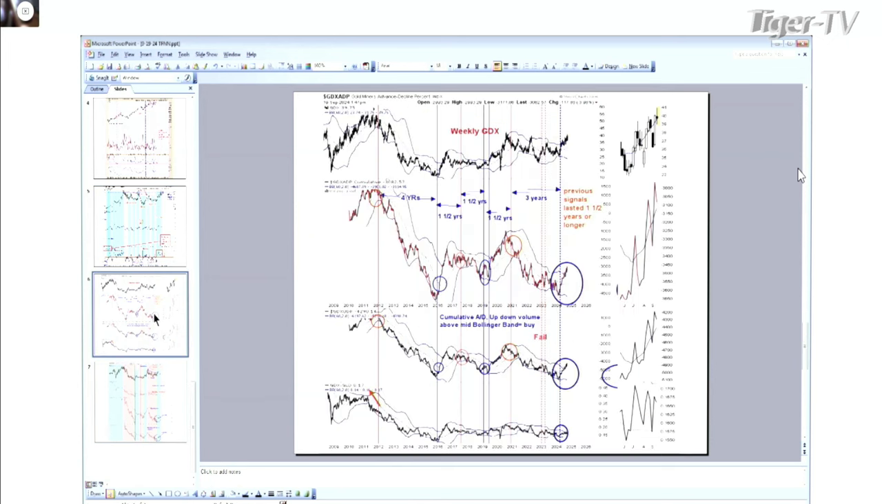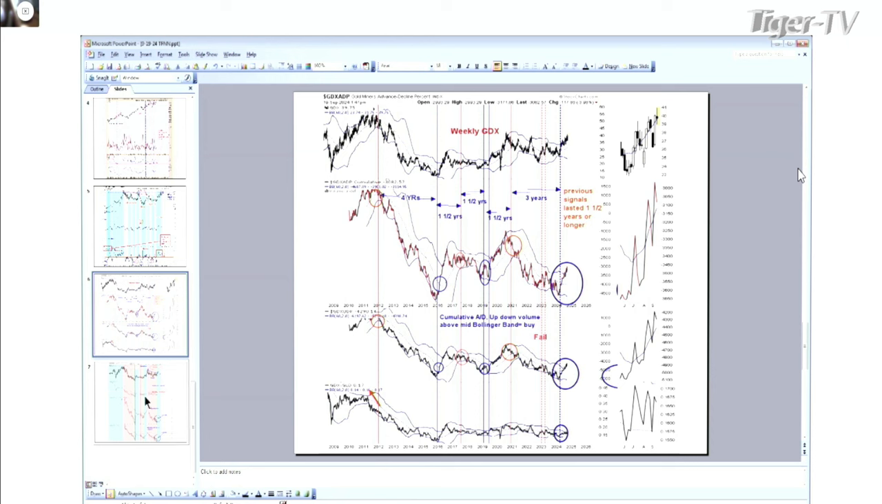Here's the weekly charts. This gave a buy signal back in March of 2024. It shows momentum of the up-down volume and advance-decline indicators. This was the up-down volume one, and this is the advance-decline. It's making higher highs as the GDX is making higher highs. Previous signals of this type lasted a minimum of 1.5 years, some as long as 4 years. This is a weekly chart, and it's not even close to a sell signal.